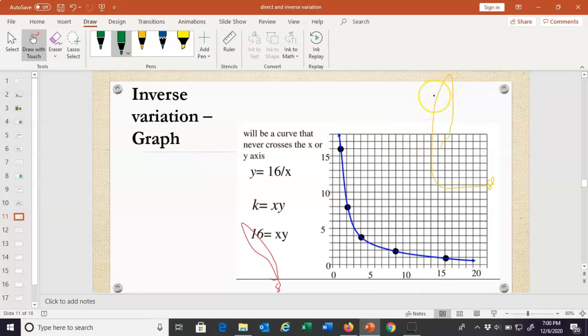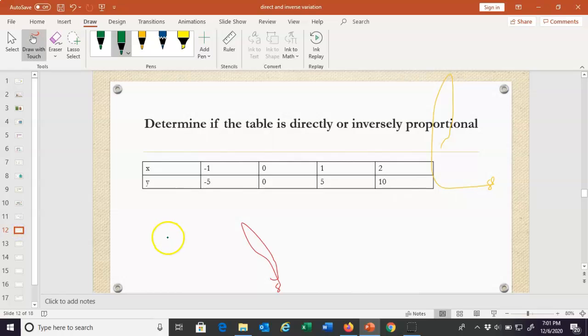So this is just another example, a graph for you guys of what inverse looks like. It's these curved lines. They look just like this all the time. And here's an example of the general form and then our k value. And you can see the k value is 16 from the general form. That's just another example there for you. So let's do some of these. Sometimes you'll see the charts written horizontally. So now we have the x's going across the top and the y's going across the bottom.